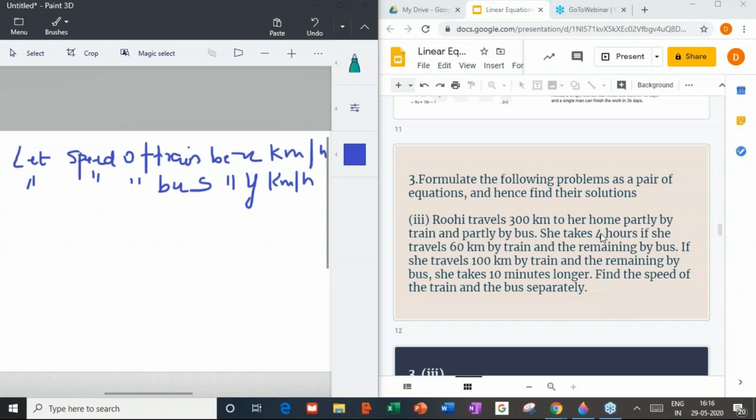In one case she took 60 by train and the remaining, what is 300 minus 60? 240 by bus, right? And in the second case she took 100 by train and 200 by bus, right? So they have given you different breakups of the distances and how long it takes to reach with the different breakups, right?